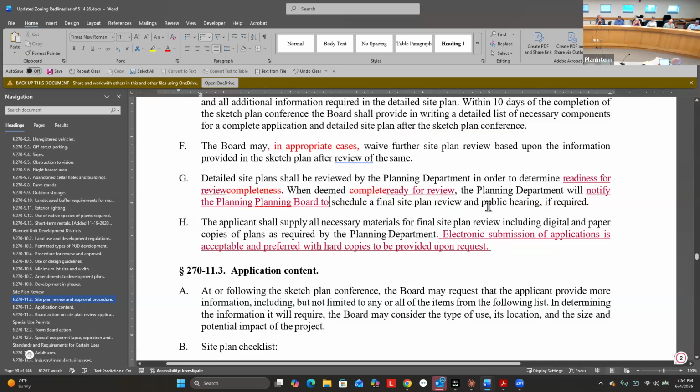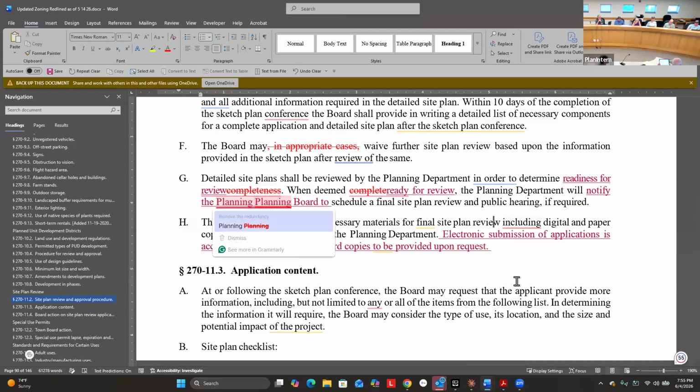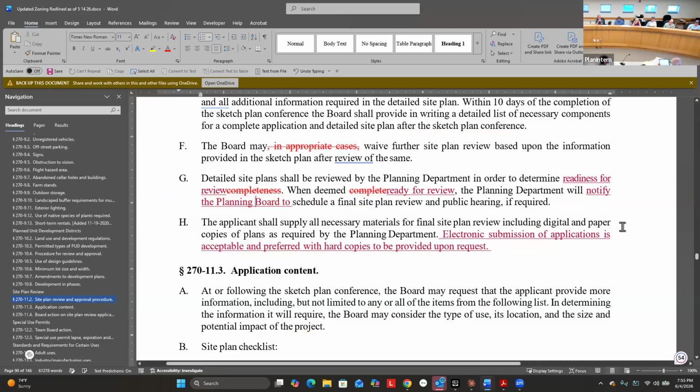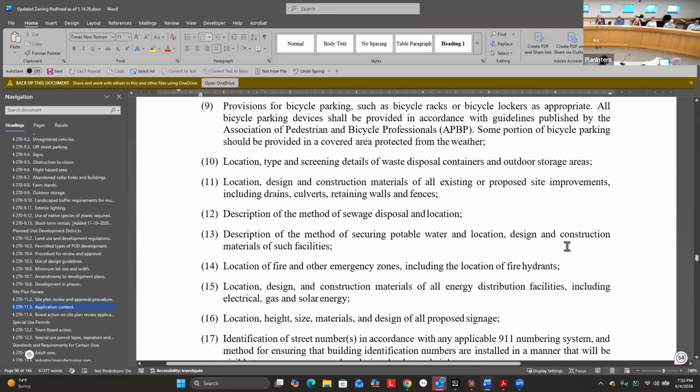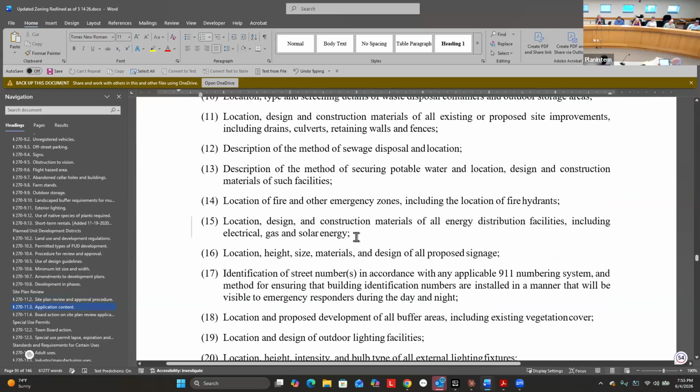It's the same with the ZBA, it's the same process. And planning board, and that's what it says there. The planning board will schedule the final site plan review and public hearings if required. Okay, are we okay? All right. 15.